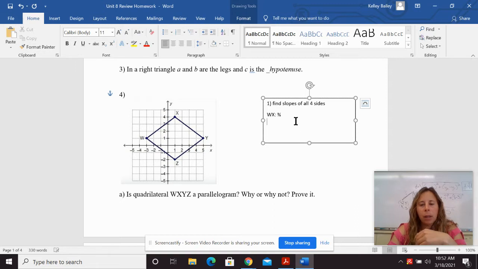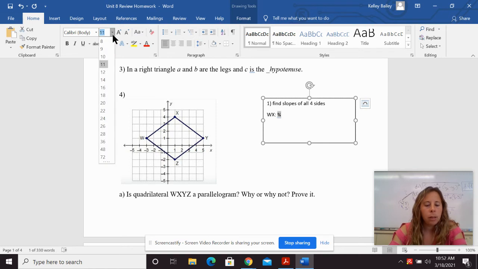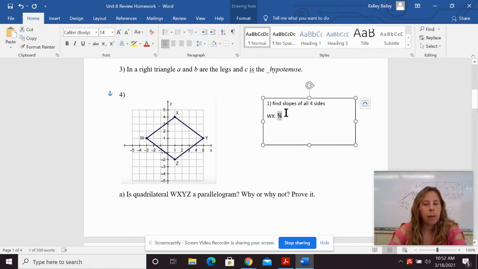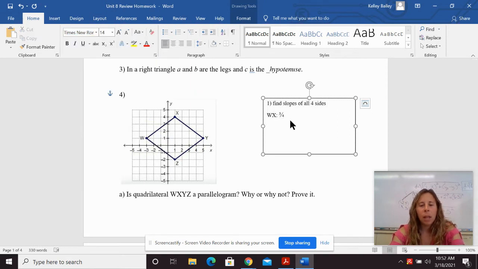Okay. There we go. So that's the slope of WX. Let's find the slope of its opposite side, which has to be parallel. So WX, this side, has to be parallel to this side. So let's figure out the slope, and that will tell us if they are parallel or not.